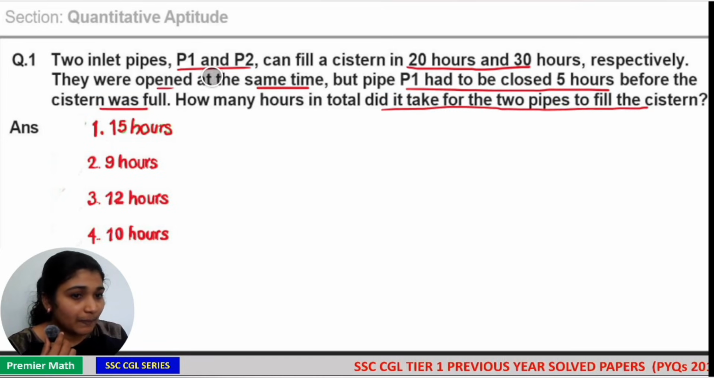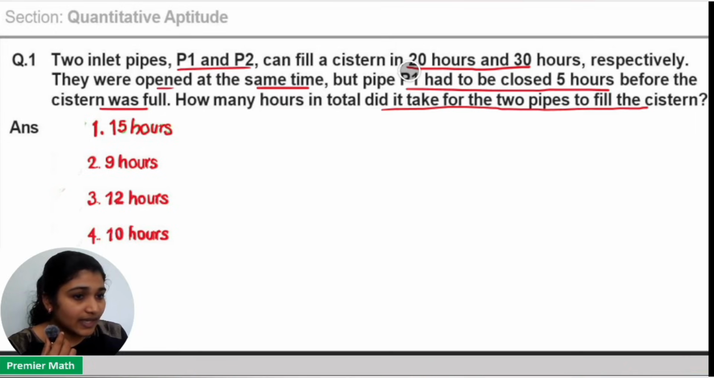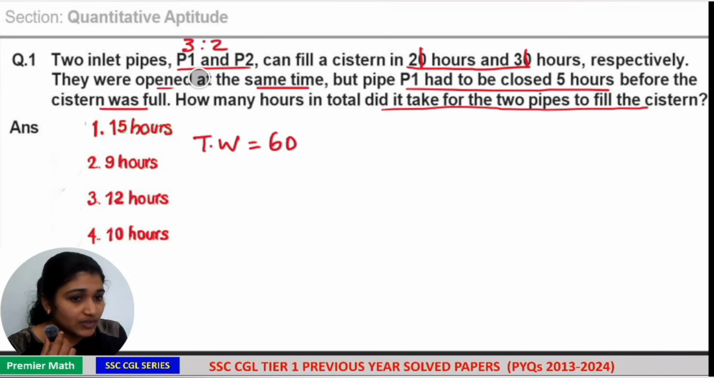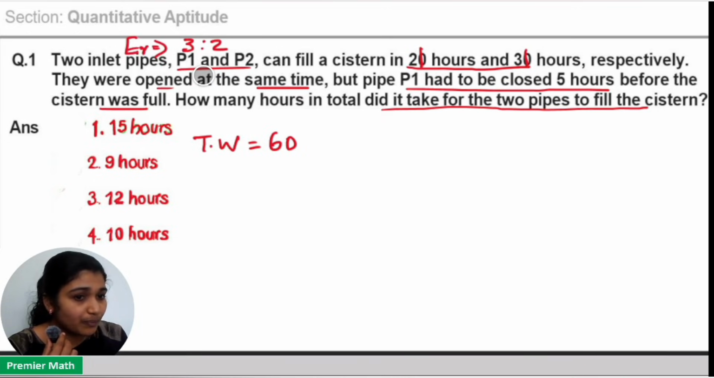Here, P1 and P2 take 20 hours and 30 hours, which means take the LCM of 20 and 30 as the total work. Both are doing the same work. So the LCM is 60 units. Now take the time ratio, which is 2 is to 3. The inverse of 2 is to 3, that is 3 is to 2, is the efficiency ratio. The inverse of the time ratio is the efficiency ratio of P1 and P2.